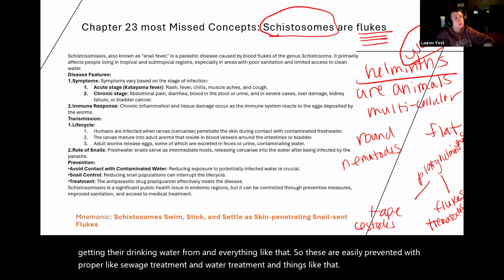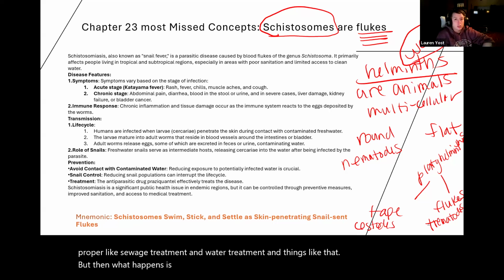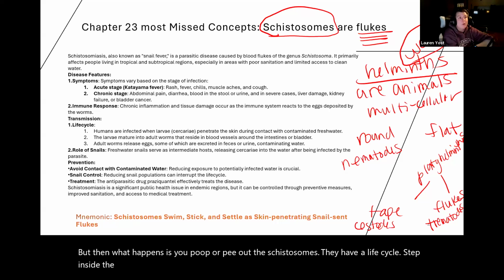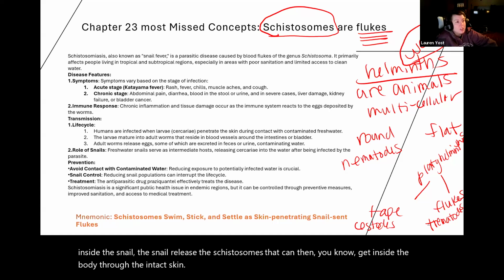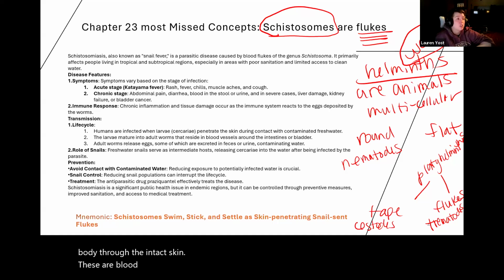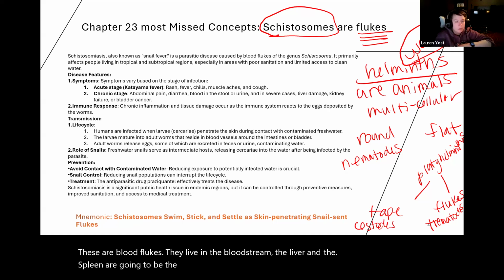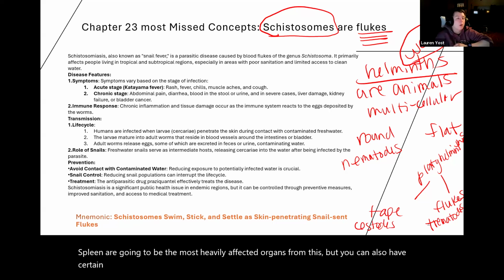But then what happens is you poop or pee out the schistosomes. They have a life cycle step inside the snail. The snail releases the schistosomes that can then get inside the body through the intact skin. These are blood flukes. They live in the bloodstream. The liver and the spleen are going to be the most heavily affected organs from this, but certain species of schistosomes will also aggregate in the bladder and cause issues with the bladder.